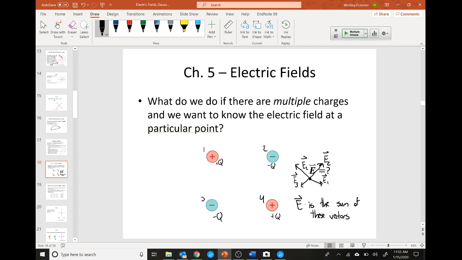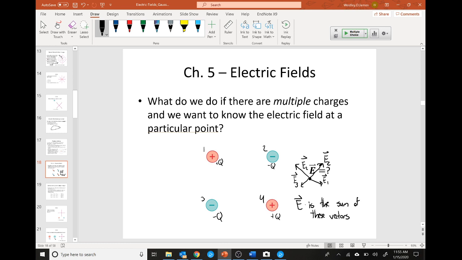So, to find the electric field due to a bunch of different charges, do one charge at a time. Draw the arrow. Next charge, draw the arrow. Next charge, draw the arrow. Each time you are ignoring all the other charges. So when I did 2, I ignored all 3 of these. When I did 1, I ignored the other 3. I ignored 2, 3, and 4. When I did 3, I ignored 1, 2, and 4, etc. And you add them all up.